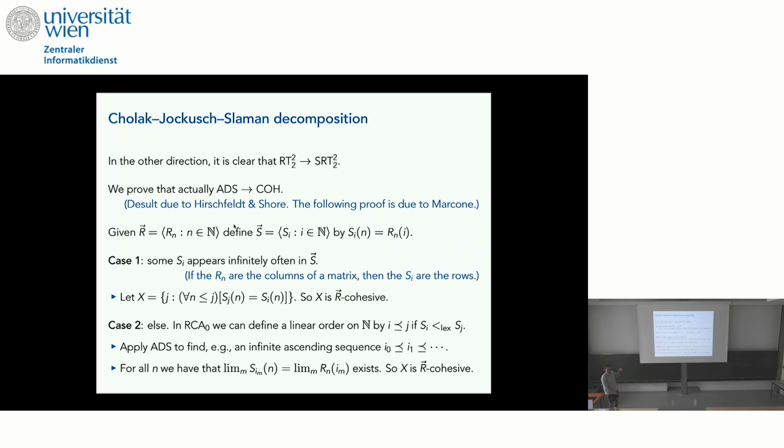The reason I like this proof is it avoids a lot of these induction issues that are present in the original proof of RT22 implies co. You have to actually be somewhat careful there. But this proof is much more direct.